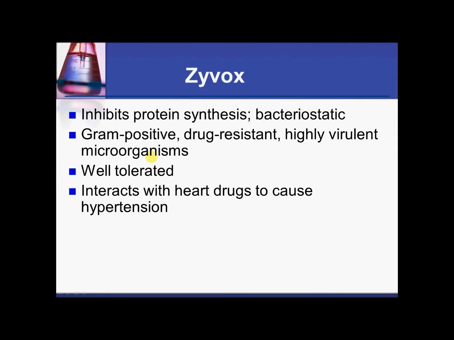A new antibiotic has been on the market for maybe 6 or 7 years. It's Zyvox. It's rarely used. It's very, very, very expensive, and I'm going to guess probably around $80 to $100 per tablet. So it is very expensive. It inhibits protein synthesis, mostly against gram positive. It is well tolerated, and there's a potential of interacting with some medication.